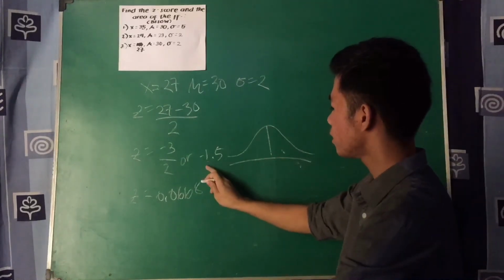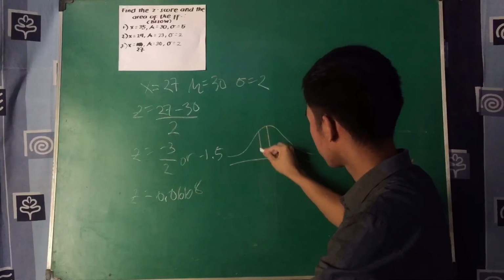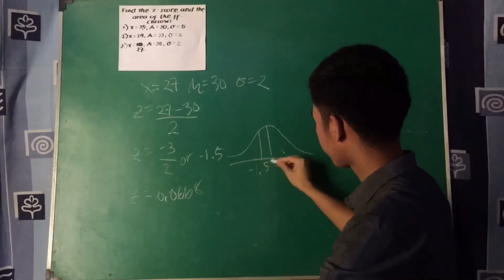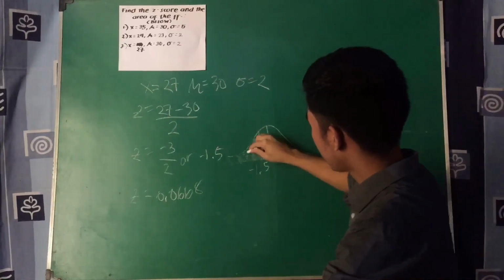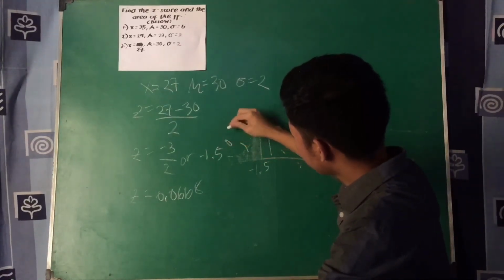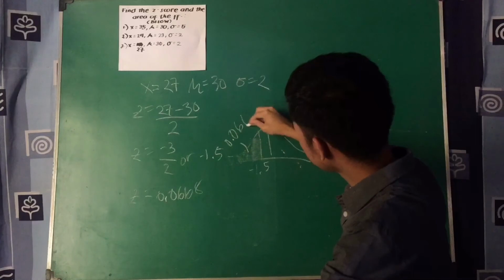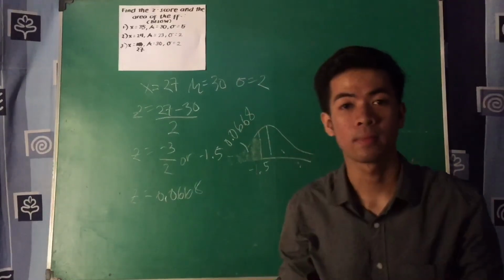Assume the specific position of negative 1.5. Shade the below area and label it with 0.0668. Did you understand our lesson for today?